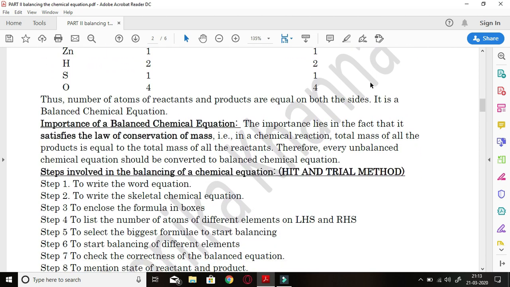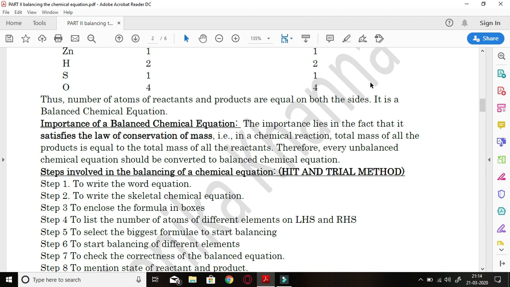Students, you know that an equation should always be balanced because it is very important. Its importance lies in that it satisfies the law of conservation of mass. That is, in a chemical reaction, the total mass of all the products should be equal to the total mass of all the reactants. This means mass on the left hand side should always be equal to the mass on the right hand side. Therefore, every unbalanced chemical equation should be converted to a balanced chemical equation. Only then it is right.